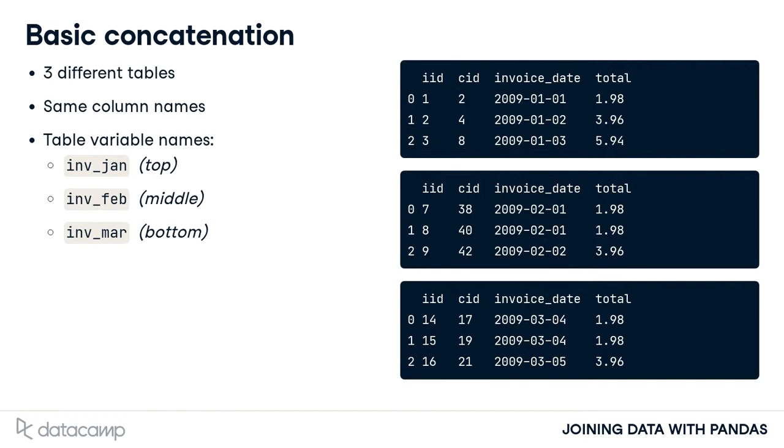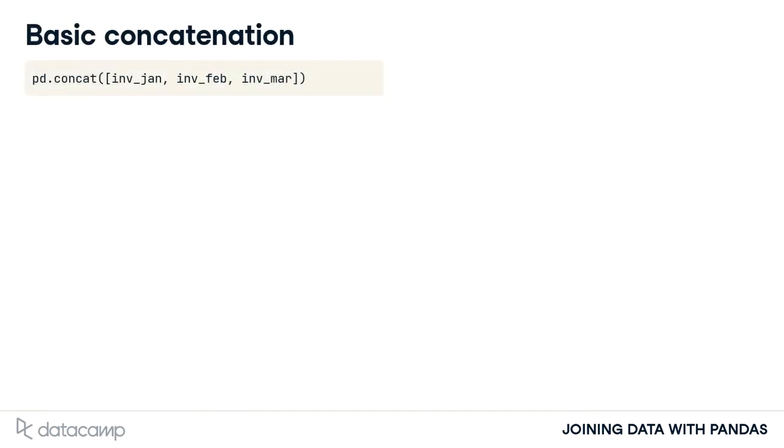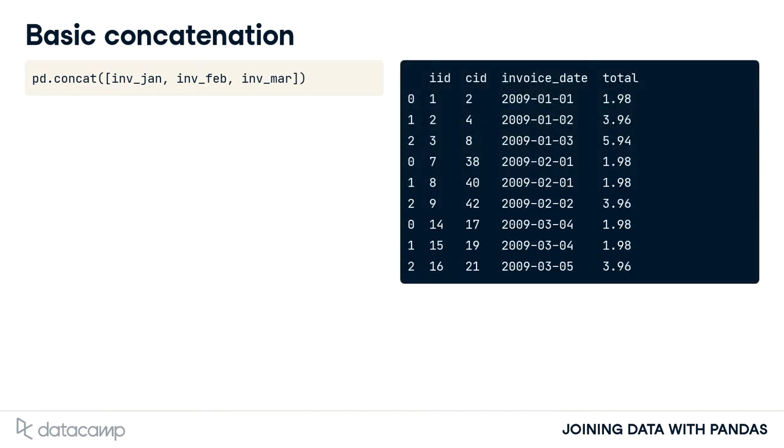INV_Jan through March. We can pass a list of table names into the pandas.concat method to combine the tables. They are combined in the order they are passed in. To concatenate vertically, the axis argument should be set to 0, but 0 is the default, so we don't need to explicitly write this. The result is a vertically combined table.